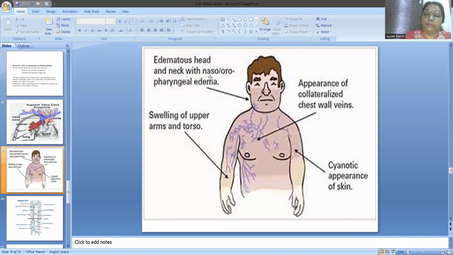Edematous head and neck with nasopharyngeal edema. So there will be edema in the nasopharyngeal region, and there will be the appearance of collateralized chest wall veins and cyanotic appearance of skin. There is a bluish color of the skin that will appear here.